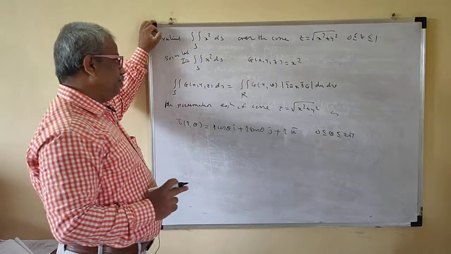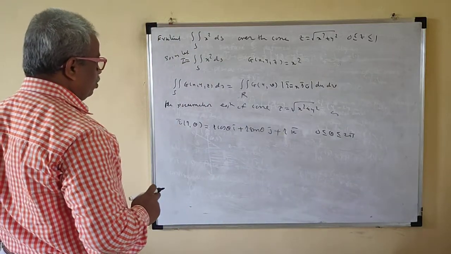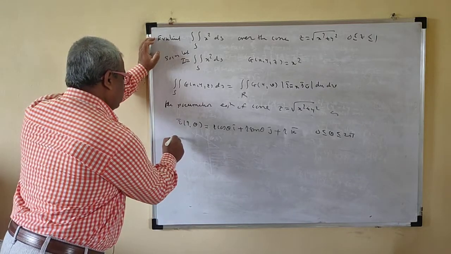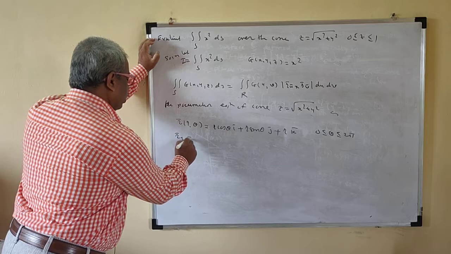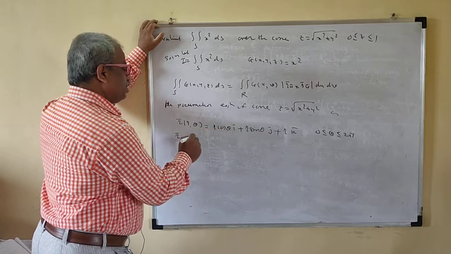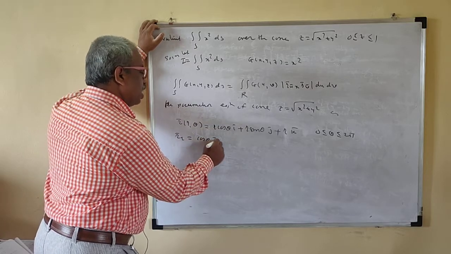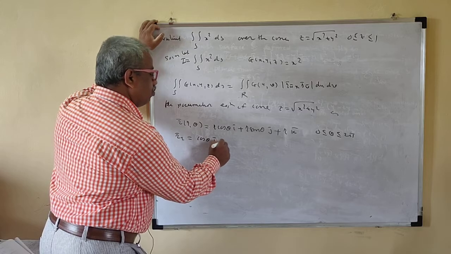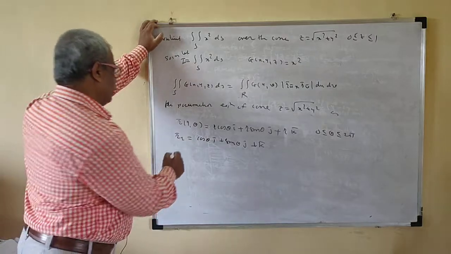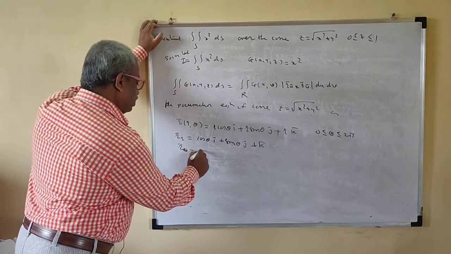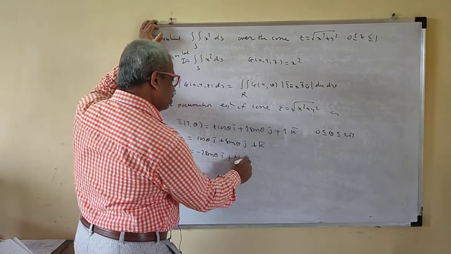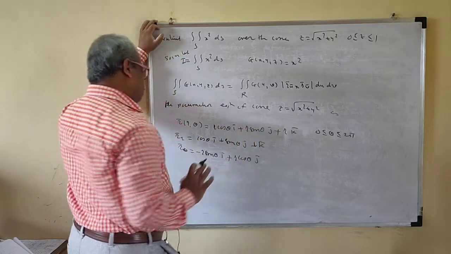This is theta. Okay, so what you have to find is r bar of r, and you have to differentiate this with respect to r. This is cos theta i bar plus sin theta j bar plus k bar. Okay, r bar of theta is minus r sin theta i bar plus r cos theta j bar, and the k component is 0.